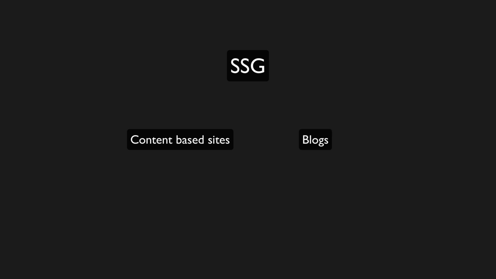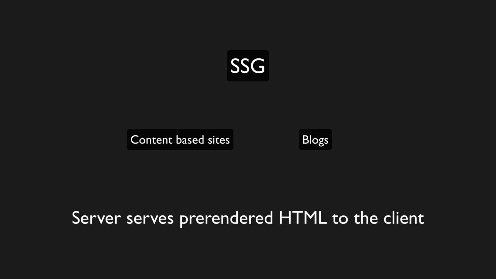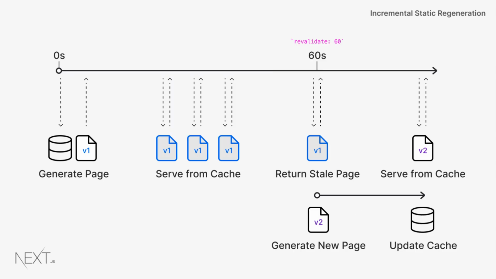On the other hand, static site generation, or SSG, is ideal for content-based sites or blogs. It pre-builds the entire site at build time, serving static HTML files to the client for blazing fast performance and simplified scalability. Note that this can also be done dynamically using incremental static regeneration like in Next.js. This will generate the static files in the background if it's not already present or if the cache is stale.